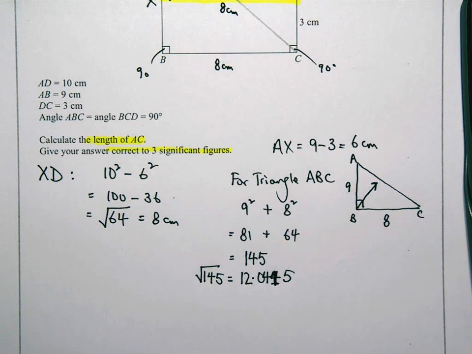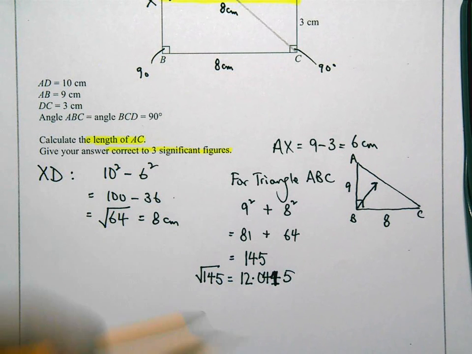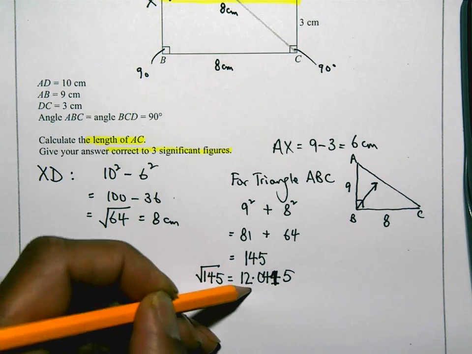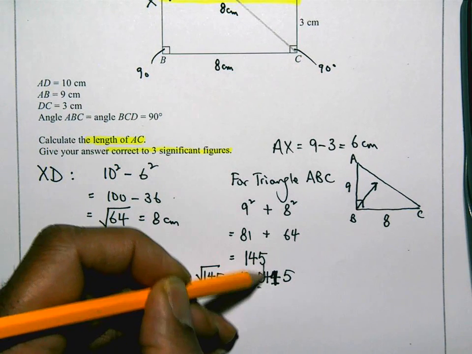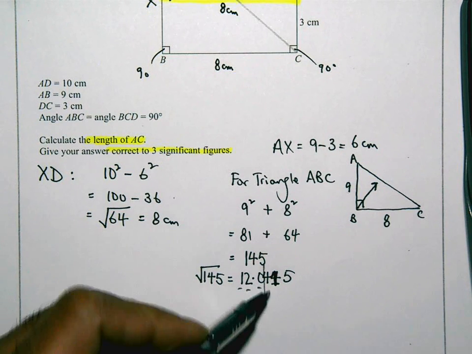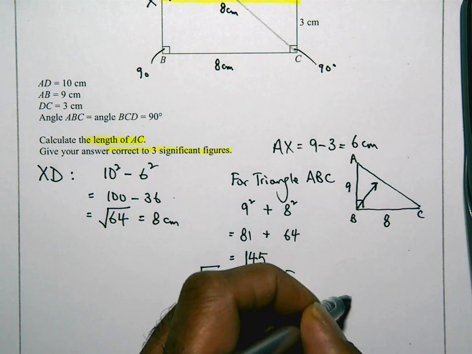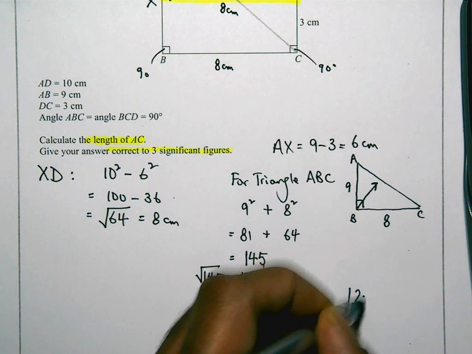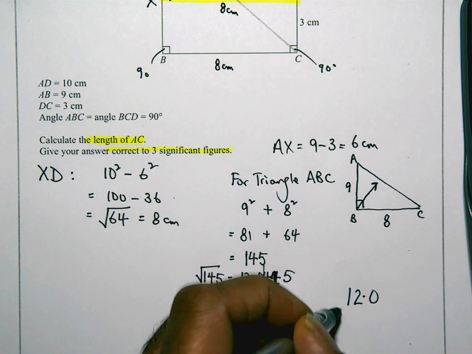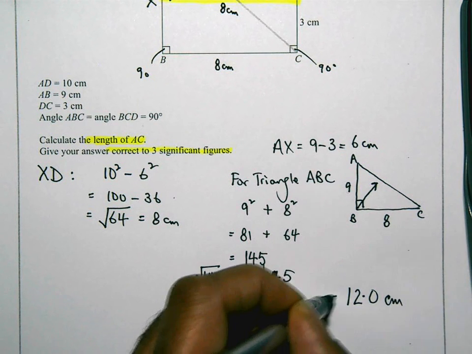But the question says, give your answer correct to 3 significant figures. So remember, for significant figures, you count from the front. 1, 2, 3, and I'm going to chop it off there. And if you look at the next number along, it's a 4. Because that's a 4, that means I'm not going to make any changes to it. To 3 significant figures, my answer is going to be 12.0 centimeters. And that's what I write in the answer space down at the bottom.